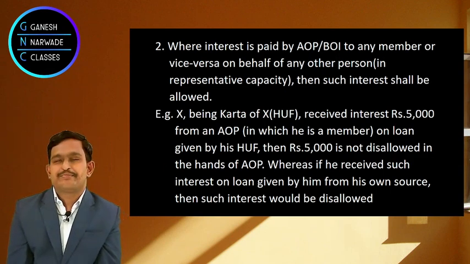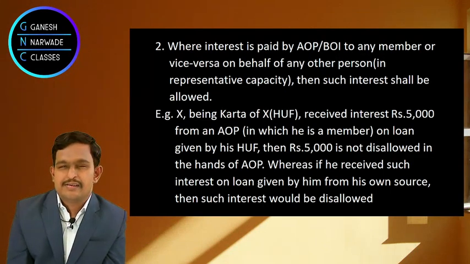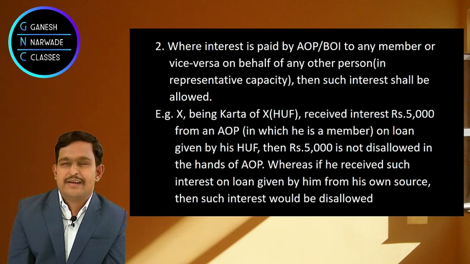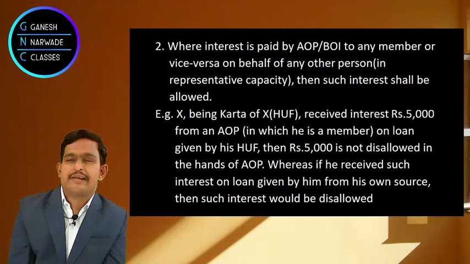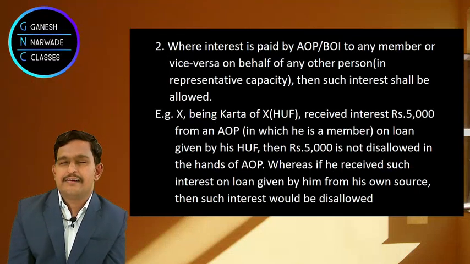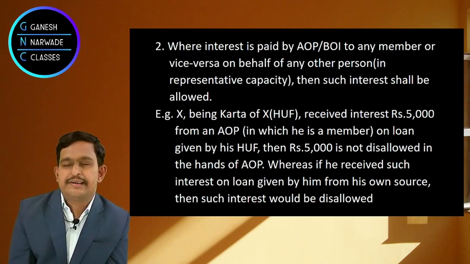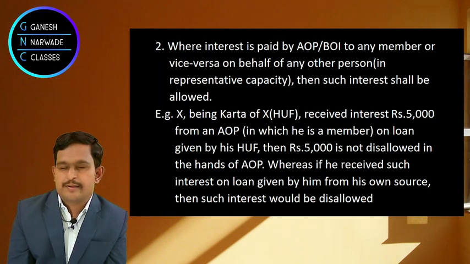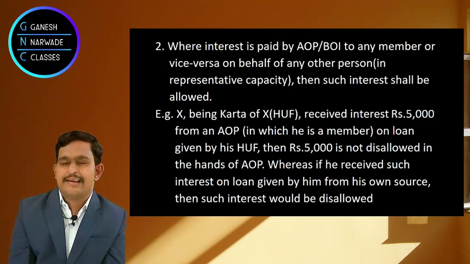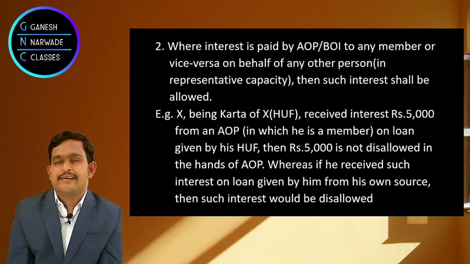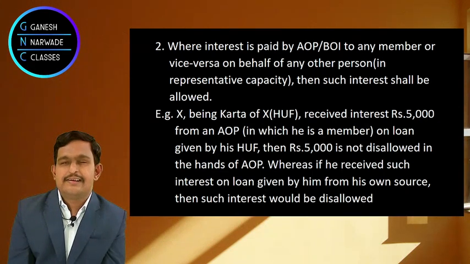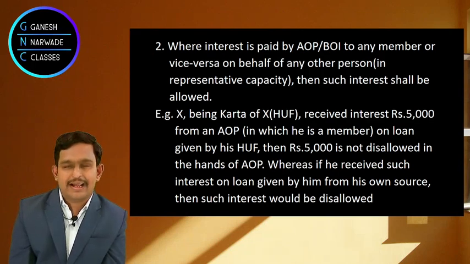Sometimes the member receives interest. It would be added back. No problem with it. But suppose the member receives it in a representative capacity, suppose a loan is given by HUF and the HUF member is receiving interest from the AOP and depositing it with HUF. So he is not the receiver, right? He is just an acting agent. So in this case, no disallowance. No need to add back.